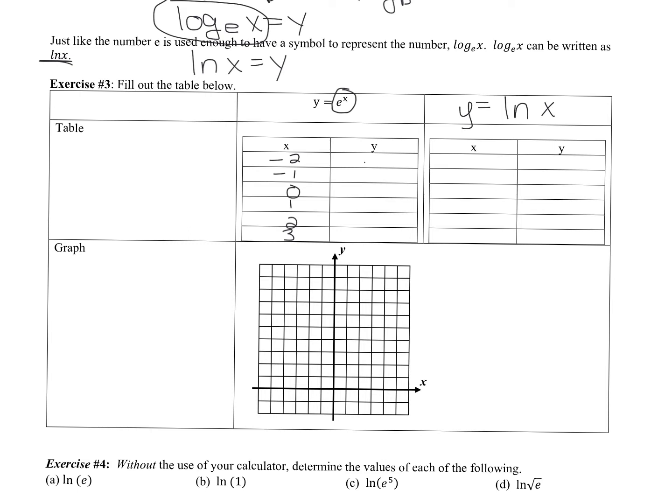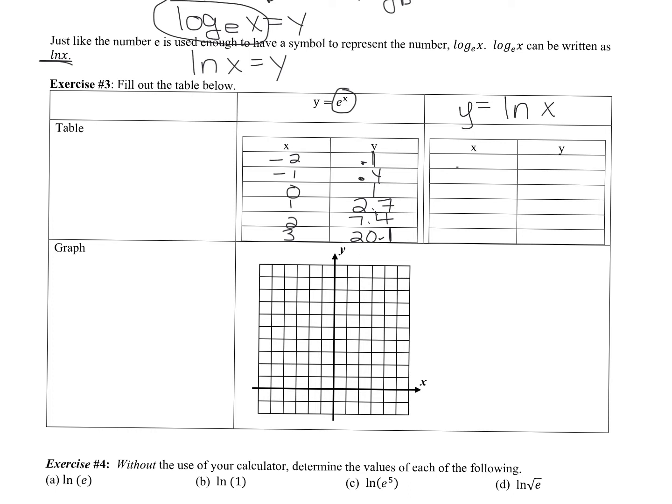So e to the negative 2 is 0.1. e to the negative 1 is 0.4. e to the 0 is 1. And as I said, this is coming directly off the calculator. To the nearest tenth, e to the first is 2.7, and then we have 7.4 and 20.1. We're actually going to just take those x's and y's and switch them. There's also an ln of x button on your calculator, so you could just graph it, but here we're practicing switching those x and y's.